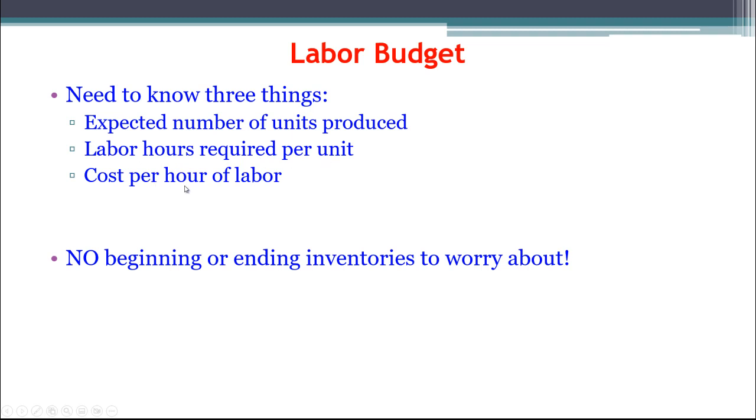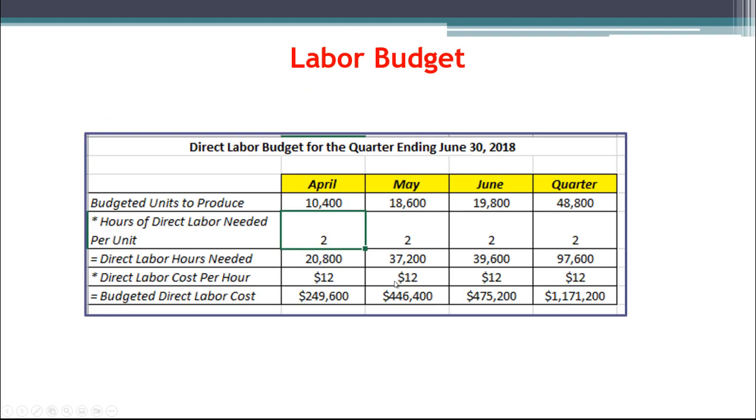hour of labor. Now the good thing with the labor budget, unlike the materials and production budget, is that we do not have any beginning or ending inventories to worry about. Labor is either used that period or it's not used at all. You can't really store up labor by itself. In fact, when you store it up, it's used in production. So we're going to use it that period, no beginning or ending inventories. So the budget's pretty straightforward.